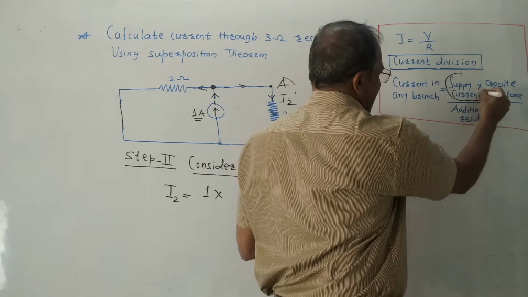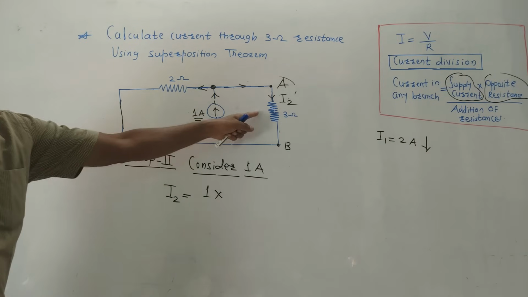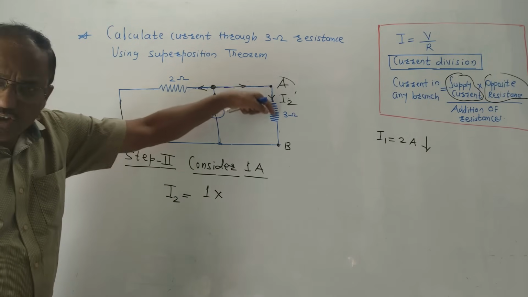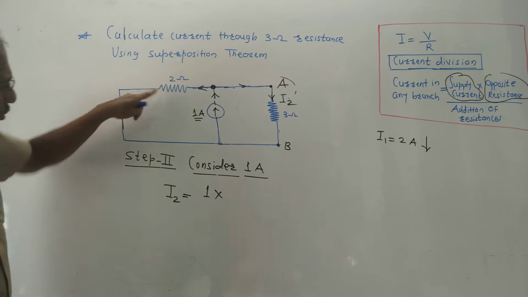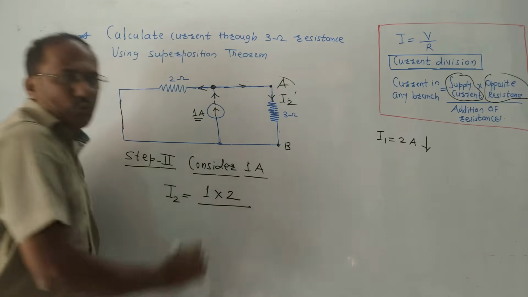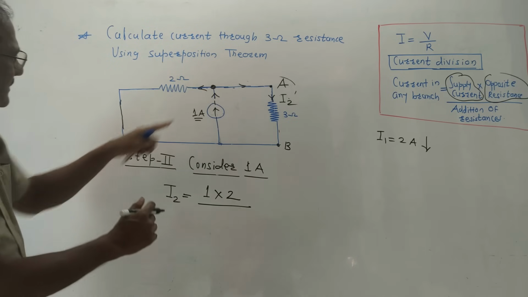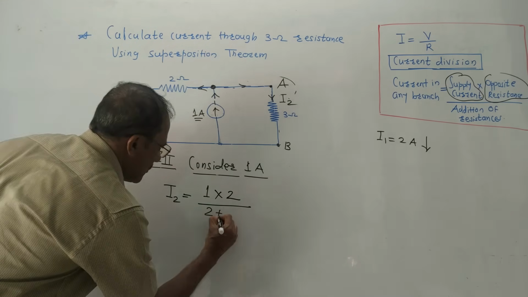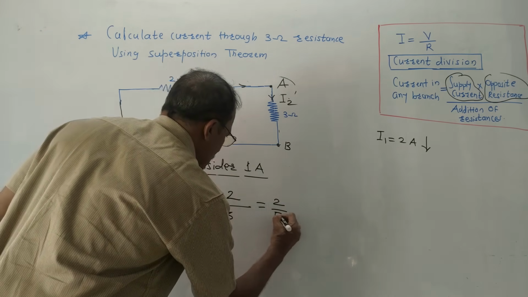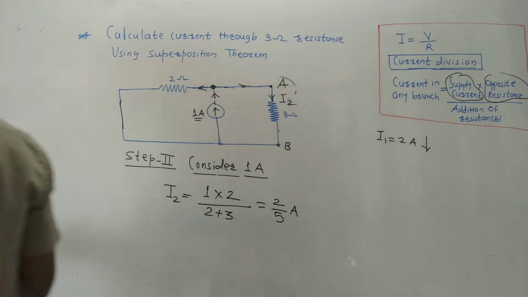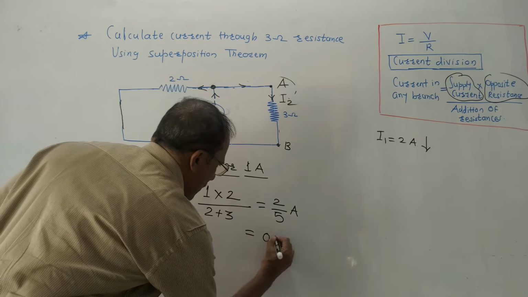This is the supply current which I considered. Then the opposite resistance. Opposite resistance means there are 2 resistors. I am calculating the current passing through 3 ohm, except 3 ohm, what is the remaining resistance? That is the opposite resistance. That is 2 ohm. So I will put the value 2 divided by the addition of resistances. What are the total resistances available in the circuit? 2 ohm and 3 ohm. So it is 2 plus 3. Pretty simple. So you just have to do this calculation. So this becomes 2 by 5 amperes. Since it is current, I am denoting it by amperes. Now, 2 by 5 amperes means 0.4 ampere.